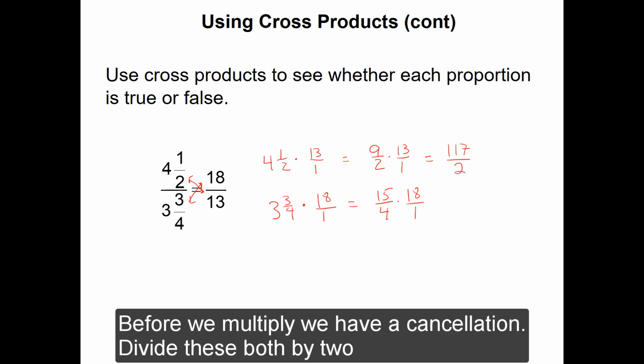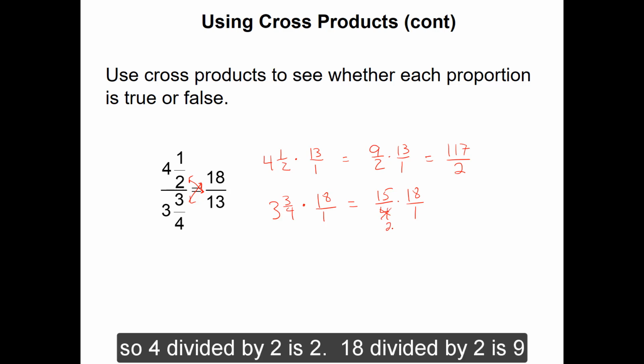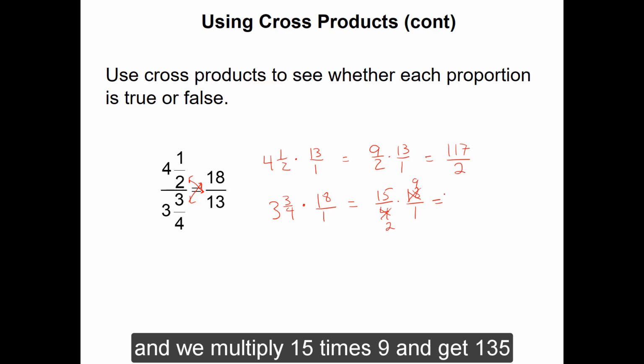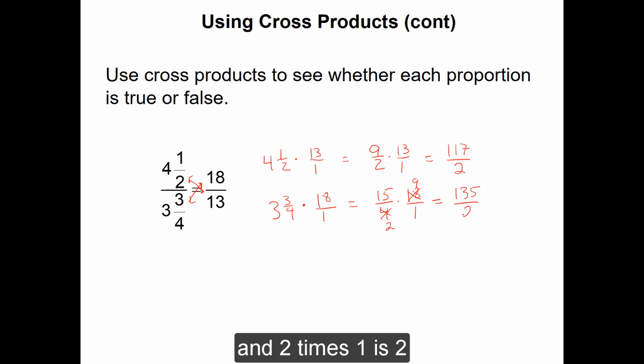Well, before we multiply, we have a cancellation. We can divide these both by 2. So 4 divided by 2 is 2. 18 divided by 2 is 9. And now we can go ahead and do the multiplication. When we multiply 15 times 9, we get 135. And 2 times 1 is 2.